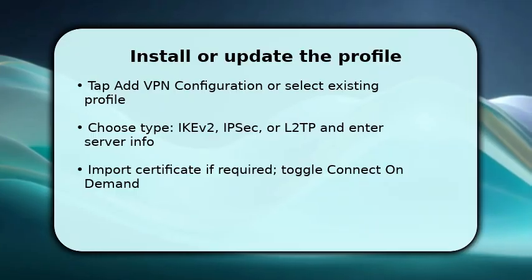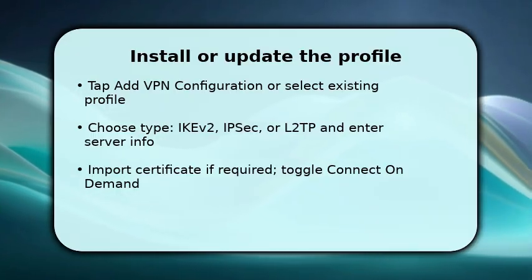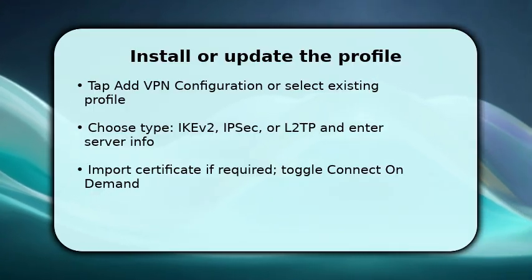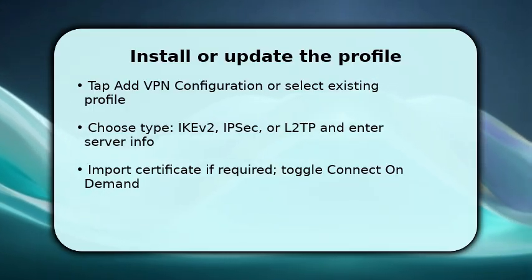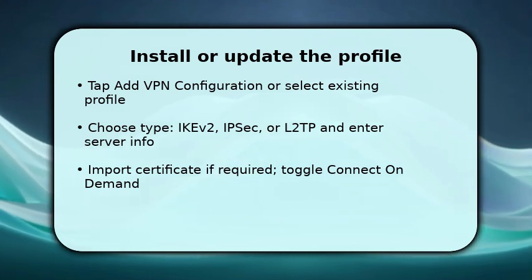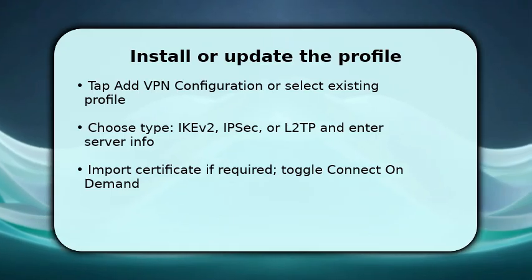Then enter the server, remote ID, and account name. If your provider uses a certificate, import it now through files or mail so authentication succeeds. Finally, configure options like Connect on Demand and Save. These settings control when the VPN activates.